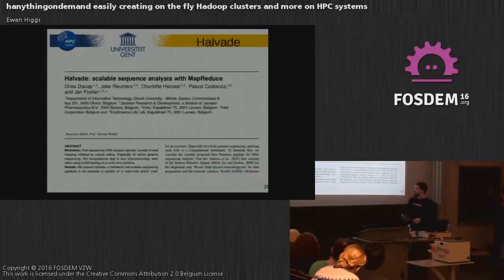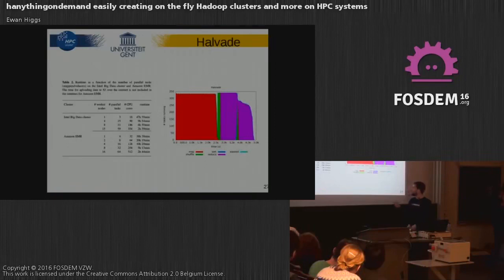So, user stories. We've got a guy in Ghent named Dries Decap. He uses it on demand to profile. He profiles also on an Intel cluster and also on Amazon Web Services. He's also funded by Intel. In his paper, he put in the results for the Intel Big Data cluster that's in Britain, where it ran pretty reasonably well. It's comparable to Amazon.